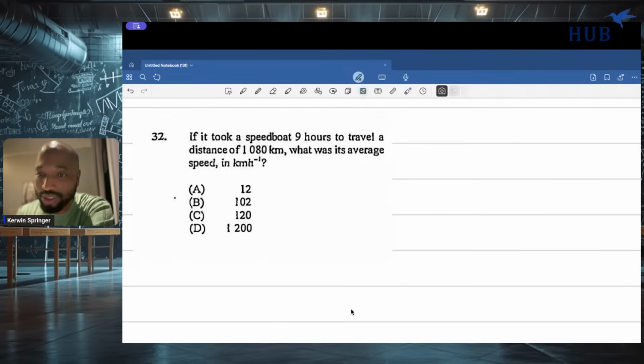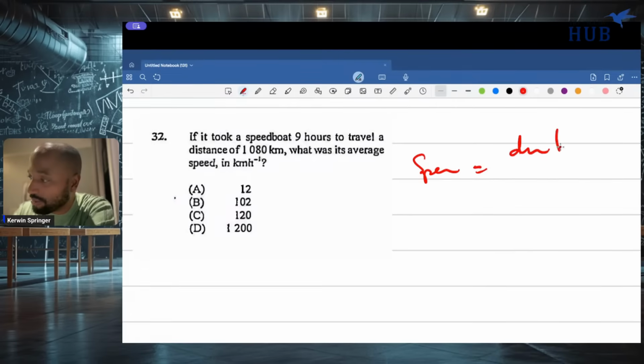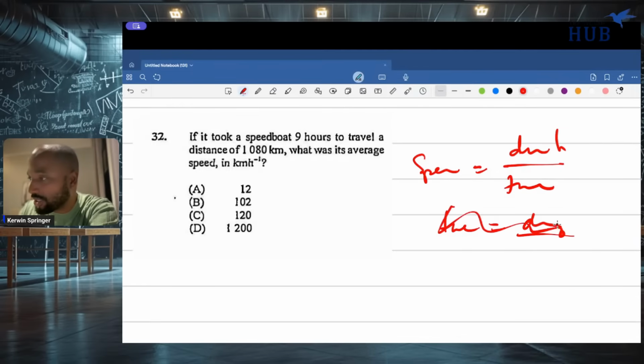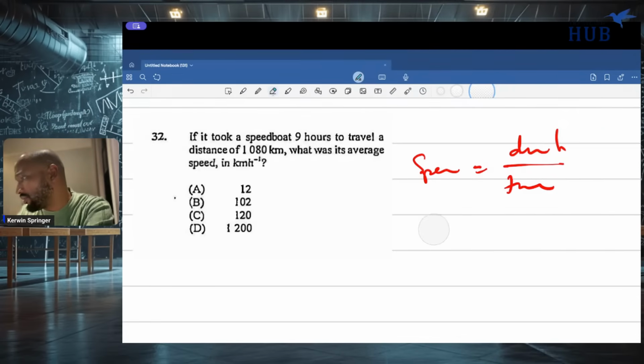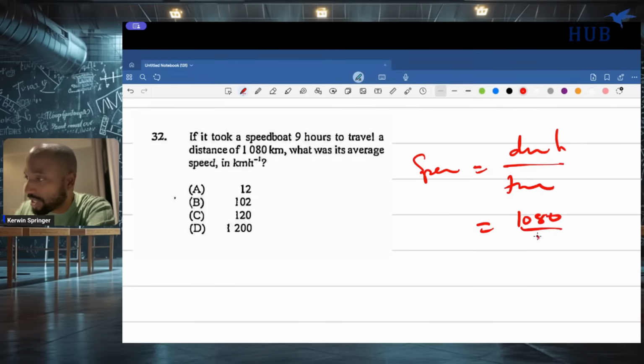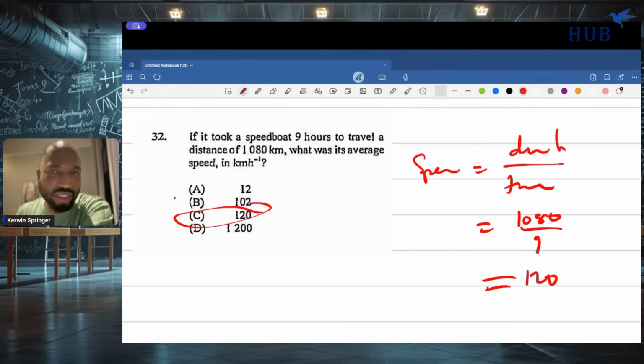If it took a speedboat 9 hours to travel a distance of, we did this yesterday too. So speed is distance over time. What is the average speed? No, we didn't do this one yesterday, we did something similar to this. Speed is distance over time. So 1080 divided by 9, and the answer was 120.